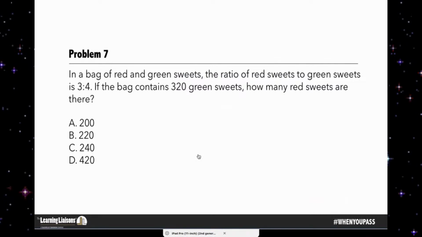In a bag of red and green sweets, the ratio of red sweets to green sweets is 3:4. If the bag contains 320 green sweets, how many red sweets are there?